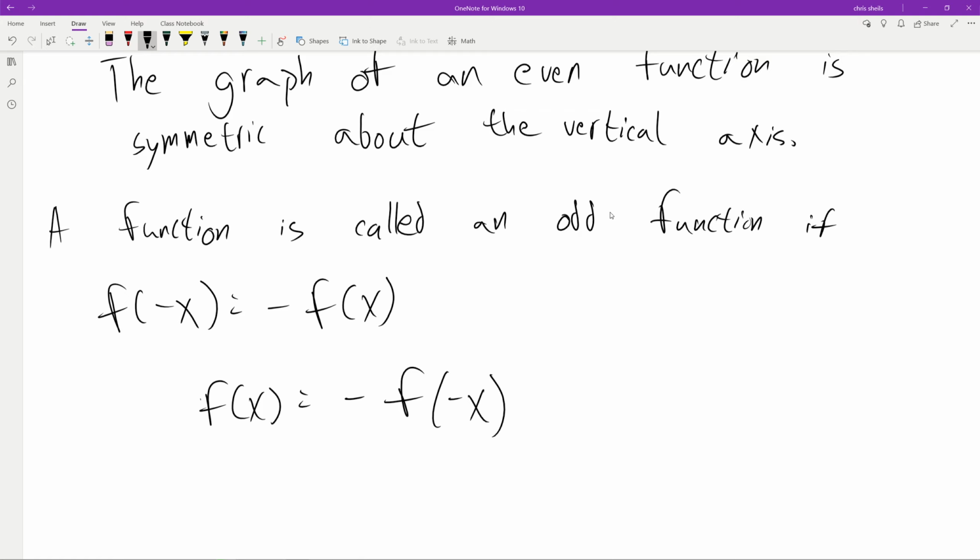So these are both valid definitions because they're really saying the same thing, right? If we multiply both sides by -1 in this first one, I actually get the second one. The graph of an odd function is symmetric about the origin.